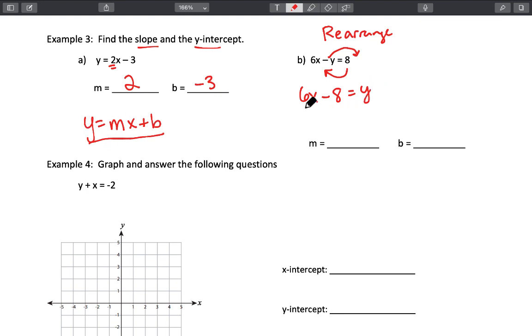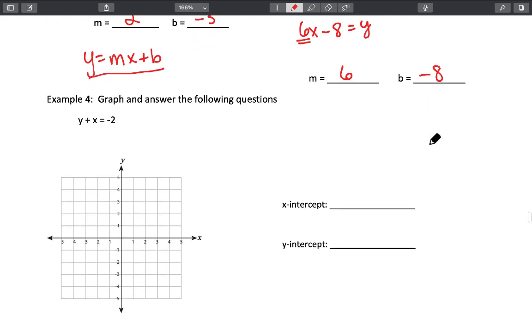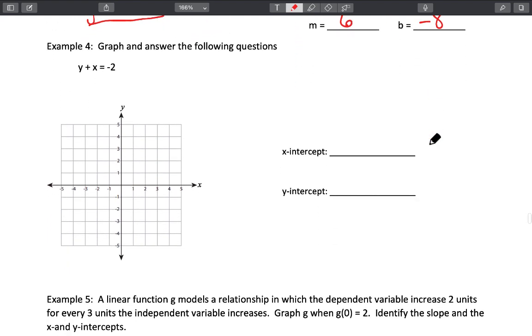That's perfectly fine. My number in front of x is 6, and that's my slope. My number that stands alone is -8. So my slope and y-intercept can easily be read off of the slope-intercept form of my equation. And that's going to help us when it comes to graphing slope-intercept form.